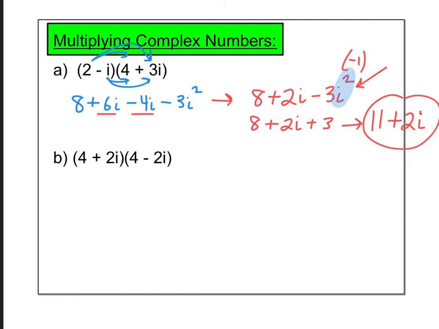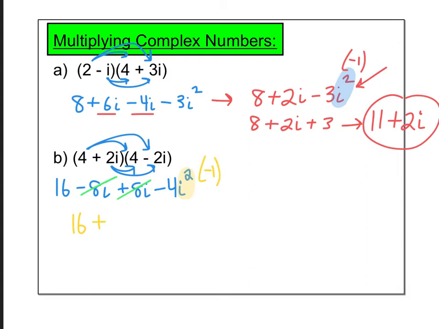Okay, let's do another one. So 4 plus 2i times 4 minus 2i. The 4 times 4 is the 16, right? The 4 times minus 2i is going to be minus 8i. 2i times 4 is plus 8i. And the plus 2i times the minus 2i would be a minus 4i squared. So the minus 8i and the plus 8i cancel each other out, and we have that same situation where we have an i squared in there. So we have that 16, and minus 4 times -1, which makes it plus 4. And so this answer actually equals 20.